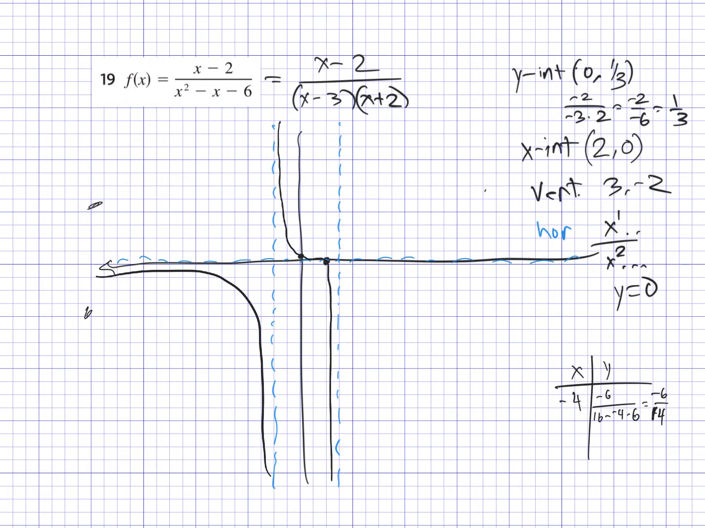And then the question is, am I above or below over here? So let's plug in positive 4 and see what we get. Again, 4 minus 2 is 2 at this point. 4 squared is 16, minus 4 minus 6. And you have 2 over 16 minus 4 is 12. 12 minus 6 is still 6. That's positive. So that means we're above that horizontal asymptote. And that's what this would look like.